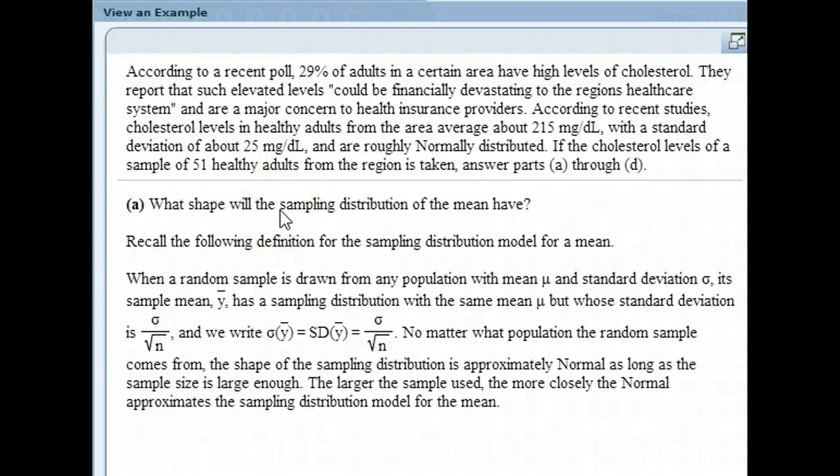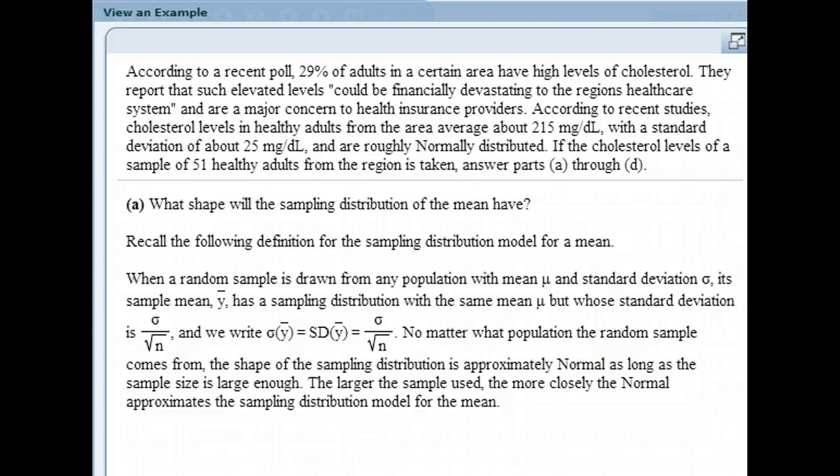Okay, so this question I'm going to walk you through, the view an example solution or response that's given. It says according to a recent poll, 29% of adults in a certain area have high levels of cholesterol. They report that such elevated levels could be financially devastating to the region's healthcare system and are a major concern to health insurance providers. According to recent studies, cholesterol levels in healthy adults from the area average about 215 milligrams per deciliter with a standard deviation of about 25.